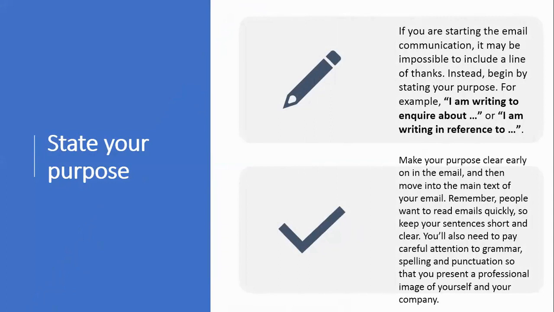State your purpose. If you are starting the email communication, it may be impossible to include a line of thanks. Instead, begin by stating your purpose. For example, I'm writing to inquire about, to ask about. I'm writing in reference to our conversation last night or to the meeting that we had. Make your purpose clear early on in the email, and then move into the main text of your email.